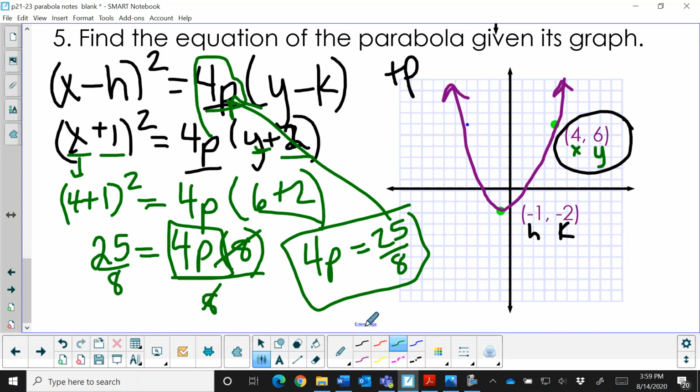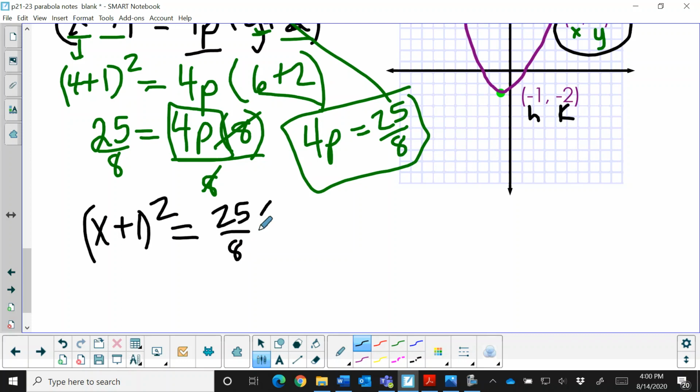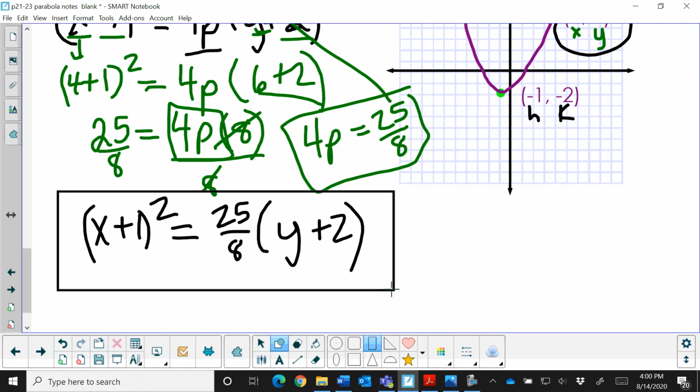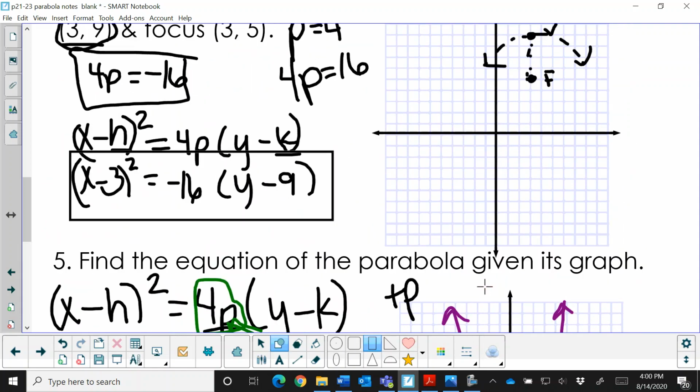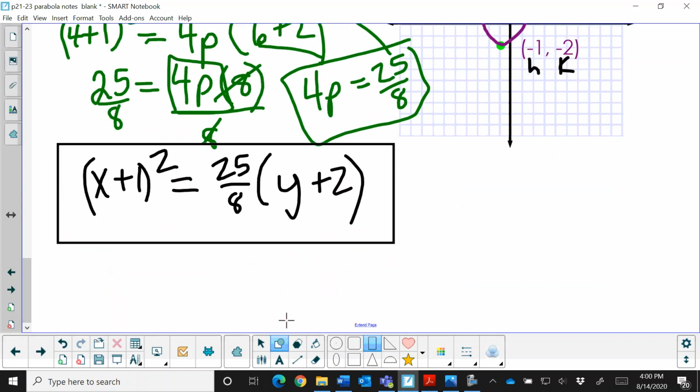So let's write our final answer, okay? Our final answer would then be x plus 1, because that's our x-coordinate of our vertex, is equal to 4p, which is 25/8 y plus 2. And boom, we have the equation that we need given our clues of a vertex and a point to create the equation of the parabola.